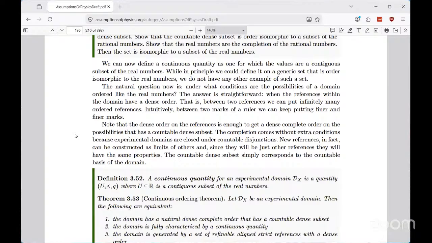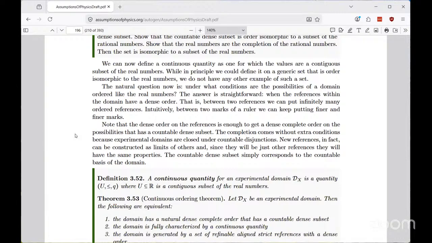Okay. We can now define a continuous quantity as one for which the values are a contiguous subset of the real numbers. While in principle we could define it on a generic set that is order isomorphic to the real numbers, we do not have any other example of such a set. The natural question now is, under what conditions are the possibilities of a domain ordered like the real numbers? The answer is straightforward. When the references within the domain have dense order, that is, between two references, we can put infinitely many ordered references. Intuitively, between two marks of a ruler, we can keep putting finer and finer marks.